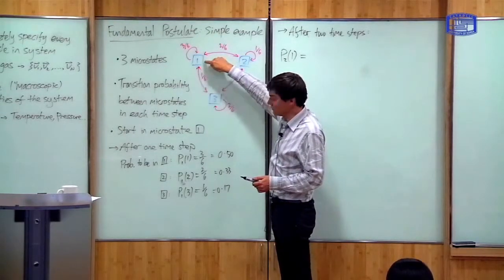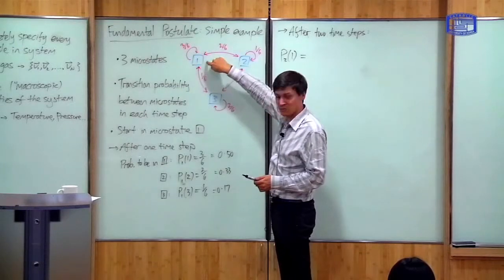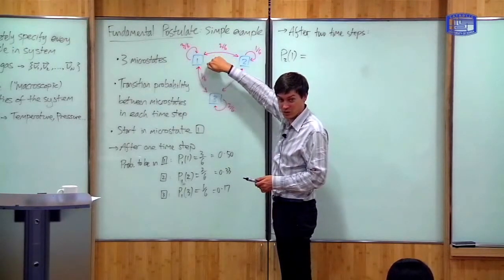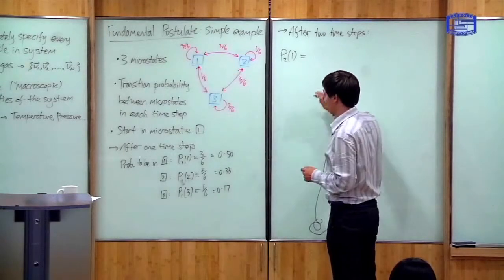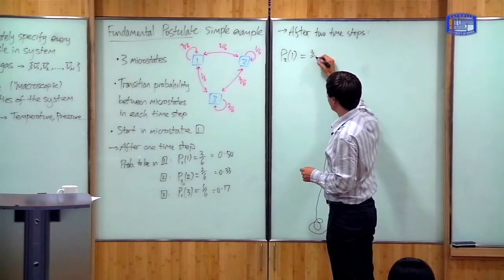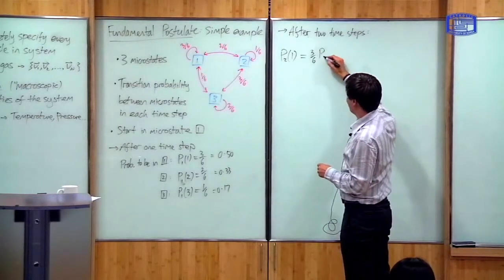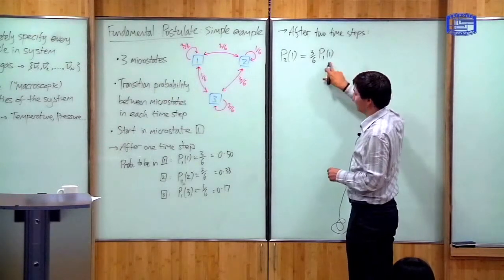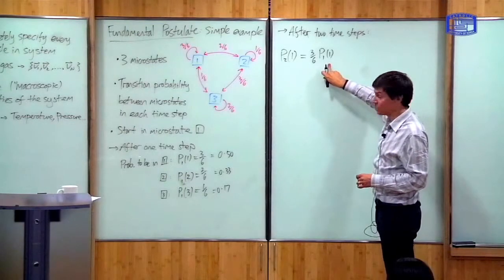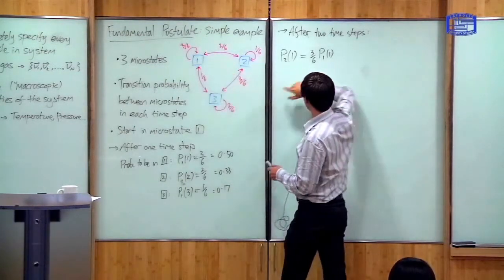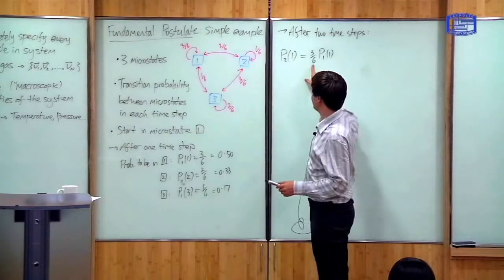I could have started in state 1, then stay in state 1, then stay in state 1 again. So I could go 1, 1, 1. This probability is just 3/6, that's the probability that I stay there, times the probability that I'm already there, which is that. So this is the probability that I was in 1, then I stayed in 1, then I stayed in 1 again.